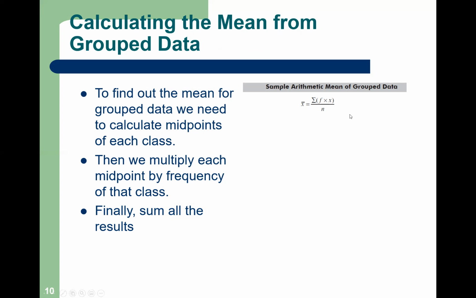Here is the formula on the right side. X bar is equal to sum of f into x. F represents frequency, x represents value. Actually x represents midpoint, so we multiply frequency with midpoint. Each class midpoint would be multiplied by the frequency of that class, and when we get the values for all the classes, then we will sum this up and divide it by n, and we will get our arithmetic mean.